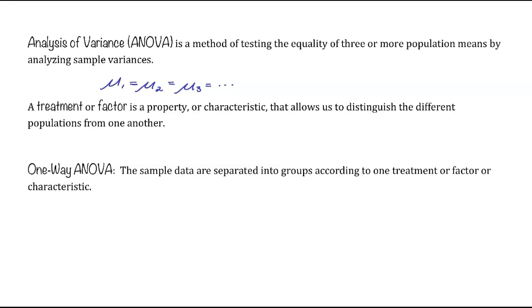A treatment or factor is a property or characteristic that allows us to distinguish the different populations from one another. In one-way ANOVA, the sample data are separated into groups according to only one treatment or factor or characteristic.